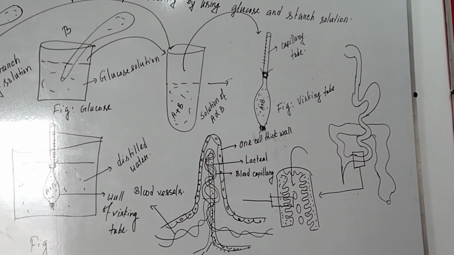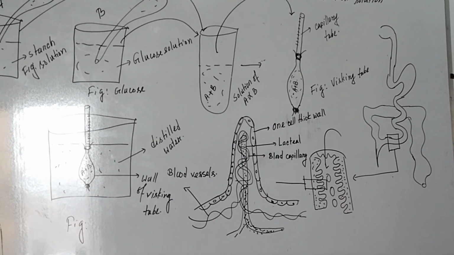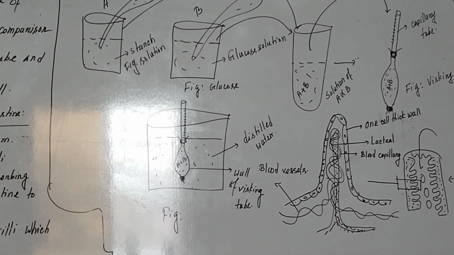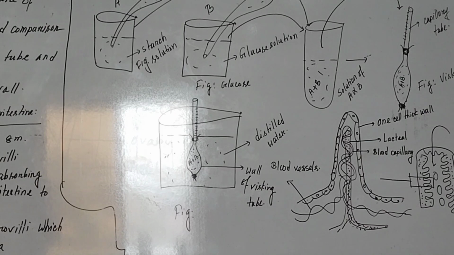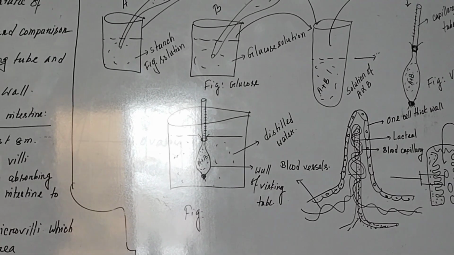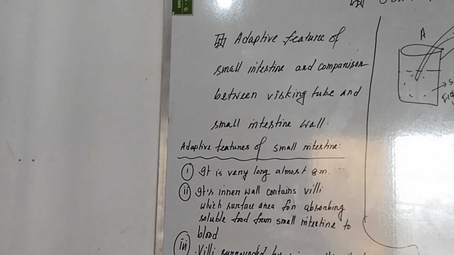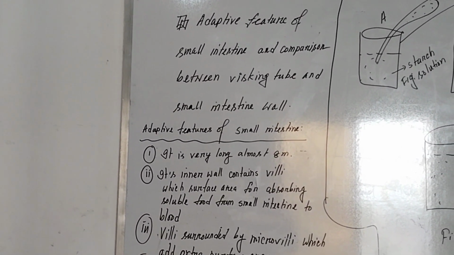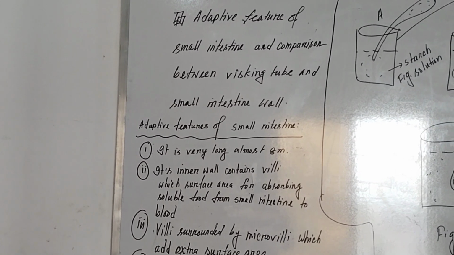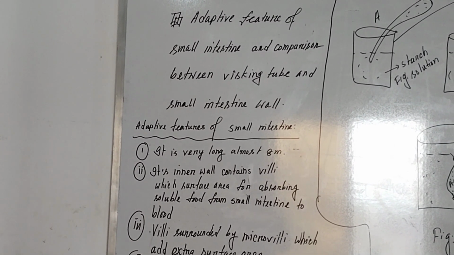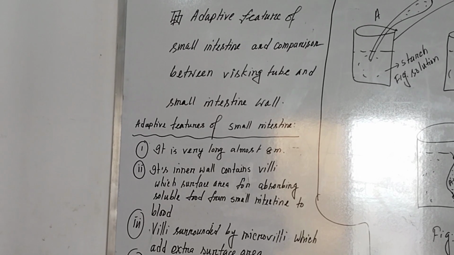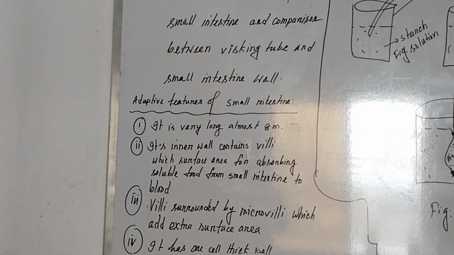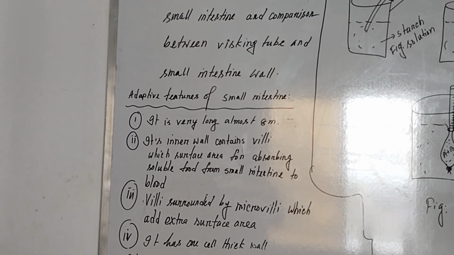On the right side here is a diagram of the digestive system, and we know that one part of the digestive system is the small intestine. The features of a small intestine: it is very long, almost 8 meters. Its inner wall contains villi, which provide surface area for absorbing soluble food from the small intestine into the blood. Villi are surrounded by microvilli, which add extra surface area. It has a one cell thick wall.